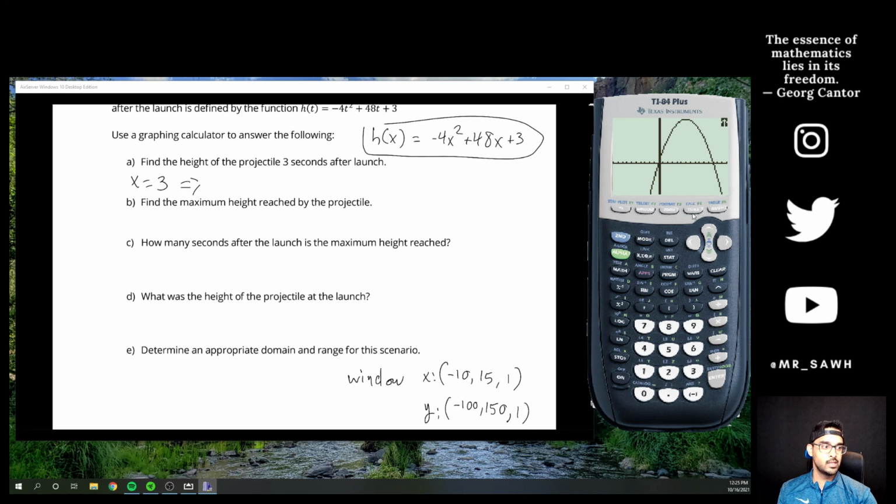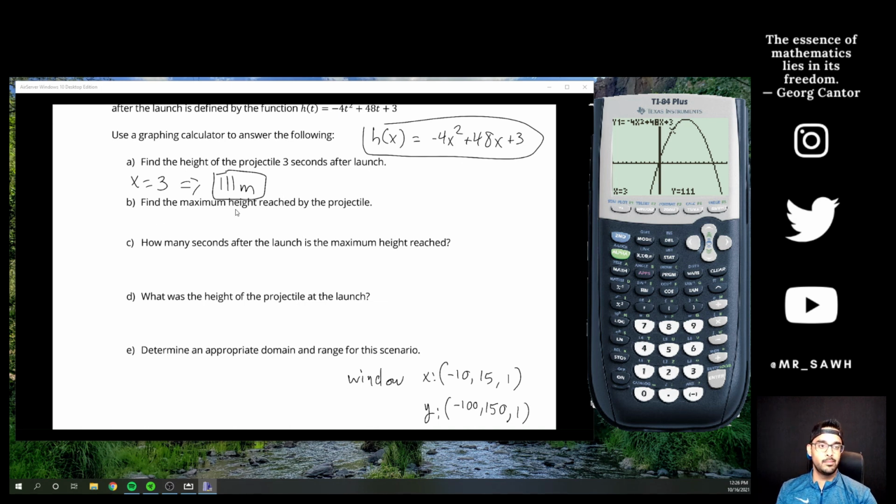So if I hit second trace, the value, I want to hit option 1 here for value. My calculator will ask me for an x. So I'm just going to make x 3, hit enter, and then it tells me the height, 111 meters. So after 3 seconds, it's at 111 meters. I didn't have to do anything algebraic.